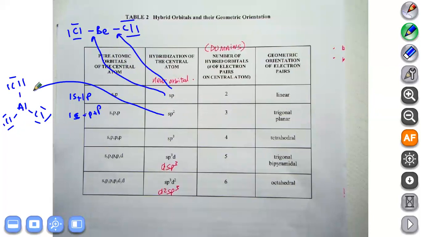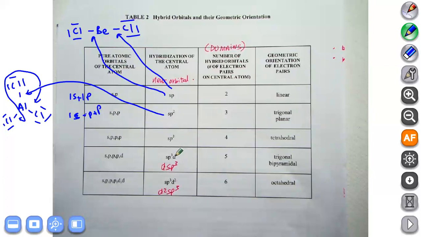So each of these bonds are using sp2 orbitals, 3 equivalent sp2 orbitals being used by aluminum to make 3 equivalent bonds. So we would say, what's the hybridization around the central atom aluminum? You would say sp2. And similarly, that would be true for sp3, sp3d, and sp3d2.